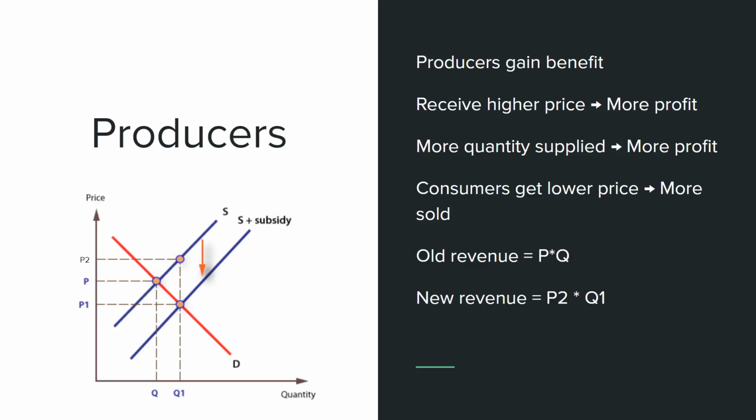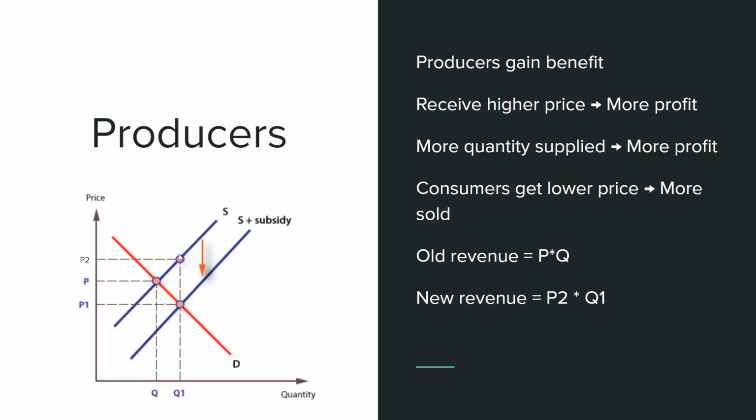So more quantity supplied as well. Q goes to Q1, which means more profit. And also because in addition to having more quantity, the price also decreased, so more is going to be sold. And since they're also receiving the higher price, like they receive P2 instead of P1, they're going to have a huge increase in revenue and a lot more profit.